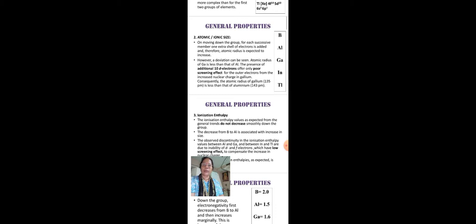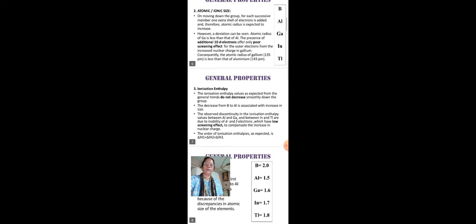Atomic radius of gallium is less than that of aluminum. The presence of additional 10 d electrons offers only poor screening effect for the outer electrons from the increased nuclear charge in gallium. Consequently, the atomic radius of gallium, 135 pm, is less than that of aluminum, which is 143 pm. This is one of the reasons it shows poor screening effect.